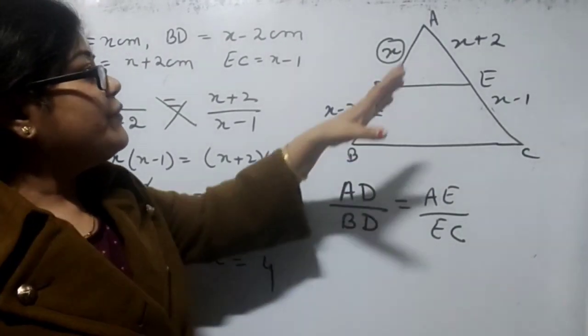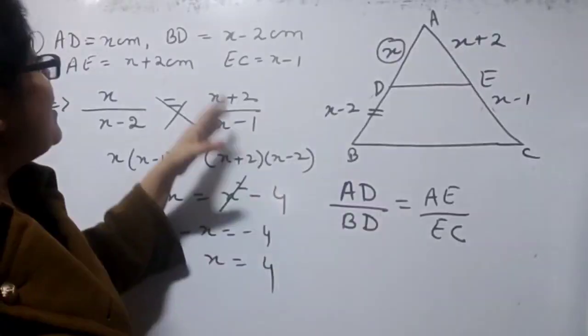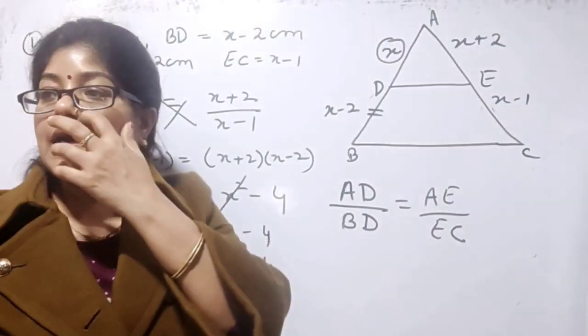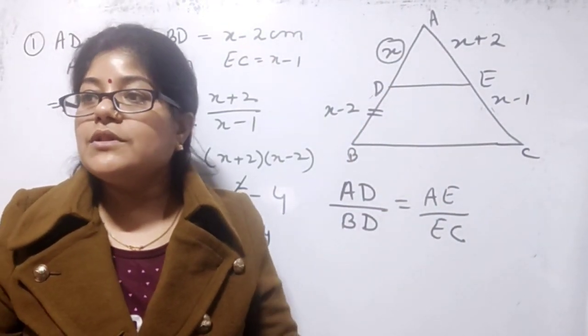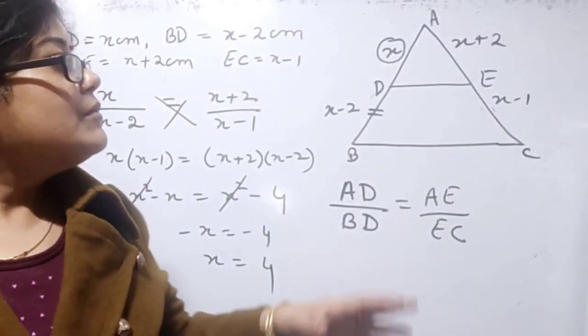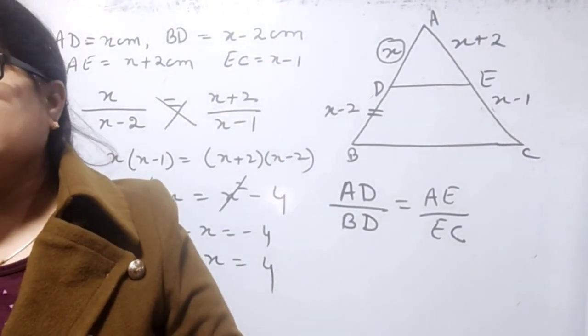If it is said to you, find the different values of them, put the value of x in the above, and you get the values of different sides of the triangle. So in this way, the basic proportionality theorem is used in different cases.